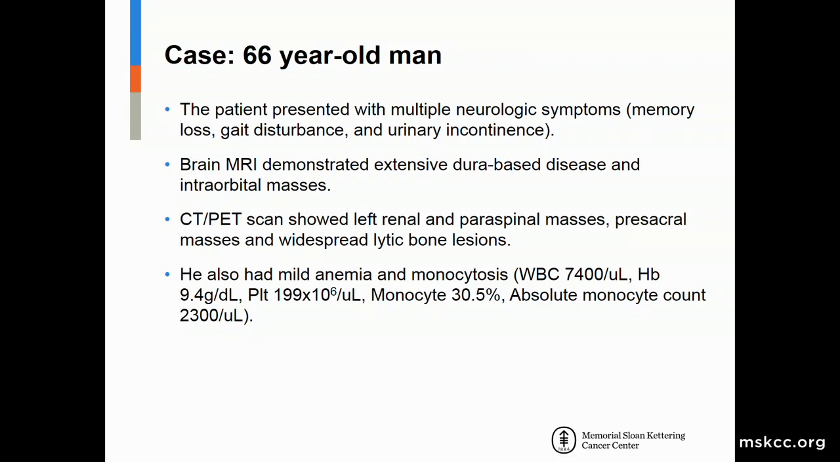So his white blood cell count was over 7,000, and actually 30% of them were monocytes, and hemoglobin was around 9 grams per deciliter. So the biopsy of this presacral mass was performed, and also bone marrow biopsy was performed for the evaluation of anemia and monocytosis.